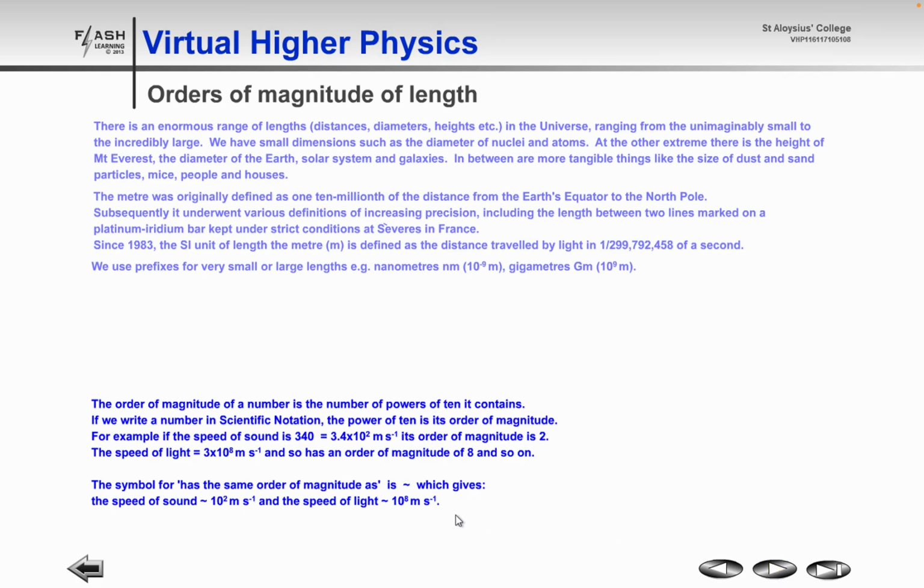And the symbol that can be used for it is called a tilde, a kind of squiggly line. And it gives you an idea of approximately equal to.